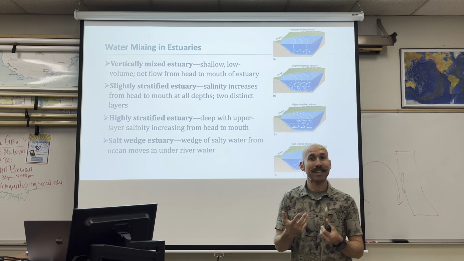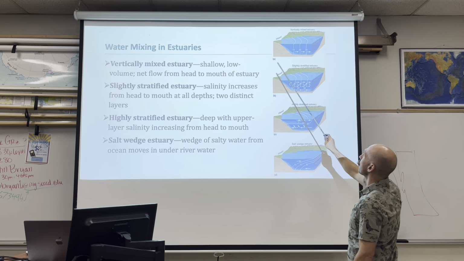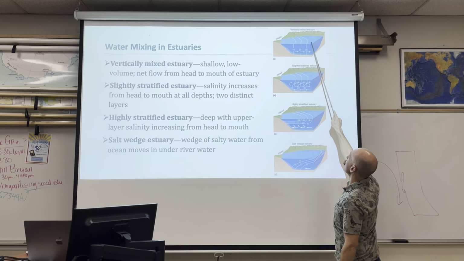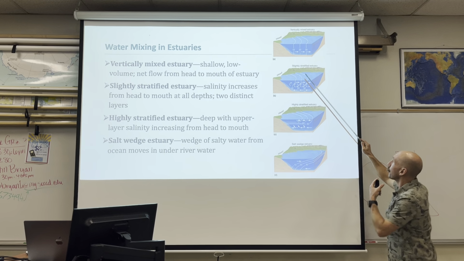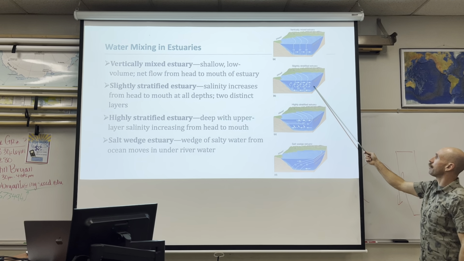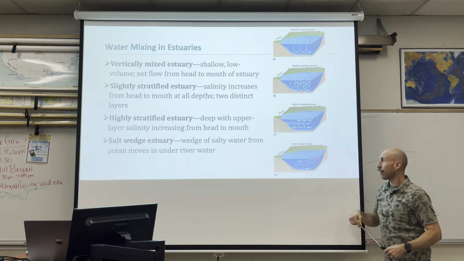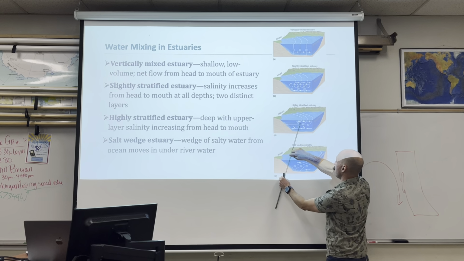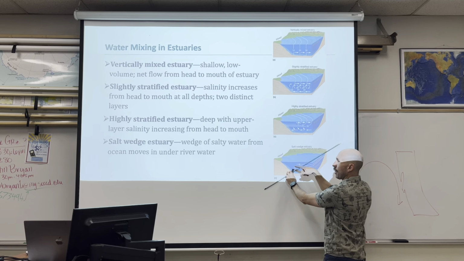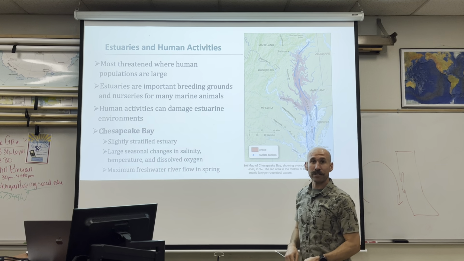So how do they mix together? Well, they could completely mix, right? Shallow, low volume, net flow from the head to the mouth where it's completely vertically mixed. Or you can have a stratification where fresh water will be on top, salt water will be on the bottom, slightly stratified or highly stratified, or the fresh water can push in and not mix, forming a saltwater wedge, which is essentially this upside down triangle. So let's take it to some of the effects of human activities.